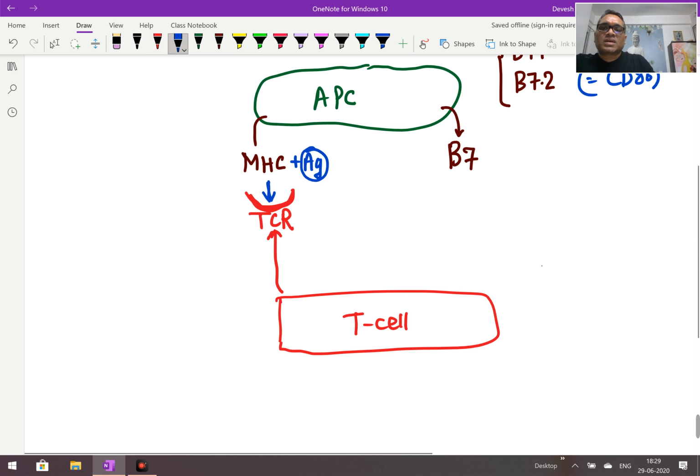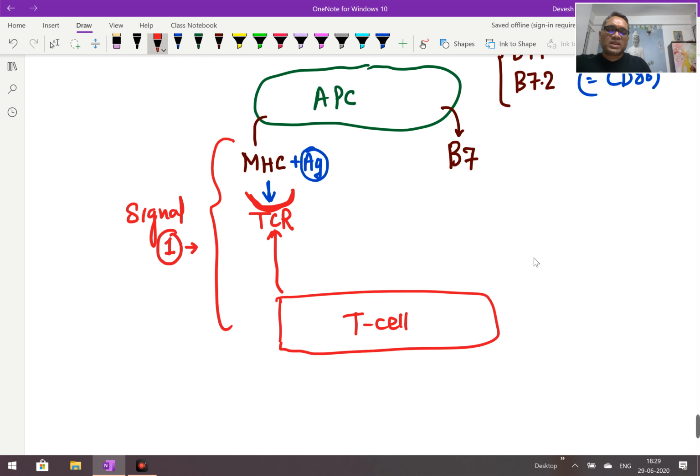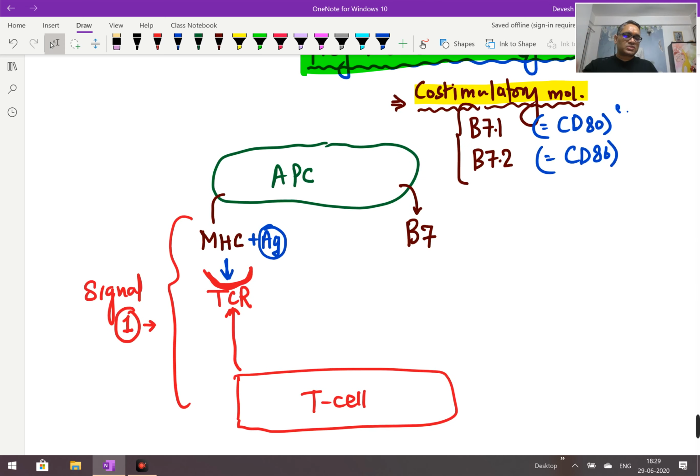When it takes up this antigen from the MHC complex, that time signal 1 is formed. So this is how signal 1 is completed. Remember, it is signal 1 which has been completed when the MHC molecule gives antigen to the T cell receptor. But remember, the T cell is still not activated, because for activation of the T cell, the co-stimulatory signal should be completed.